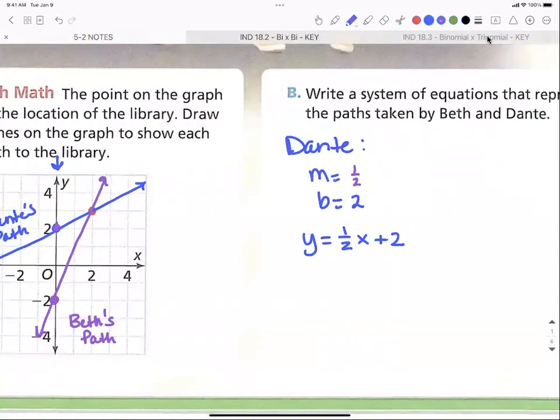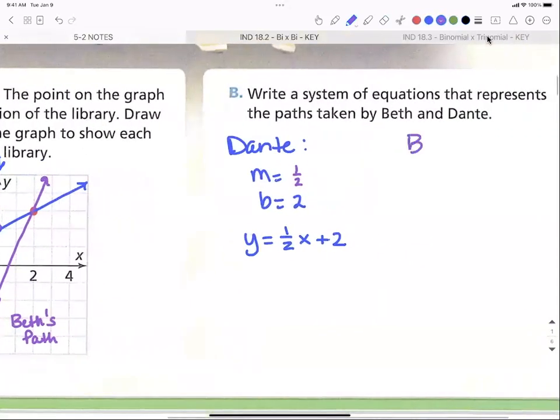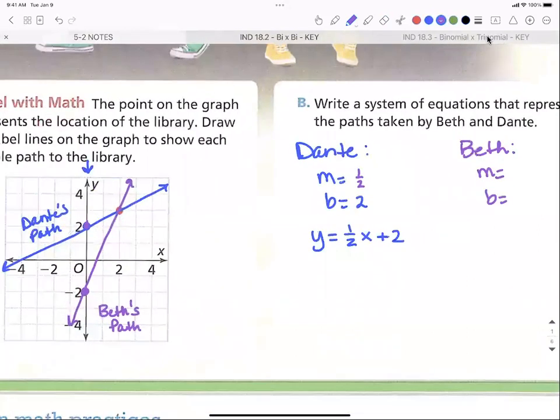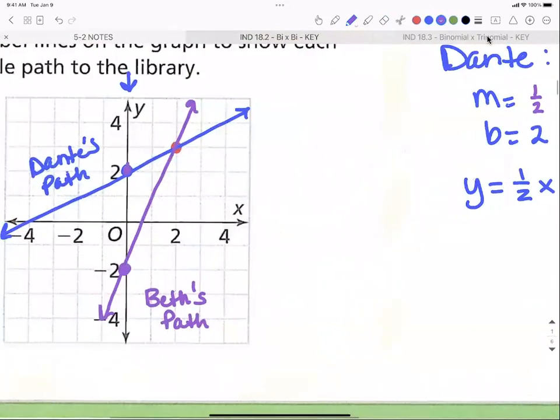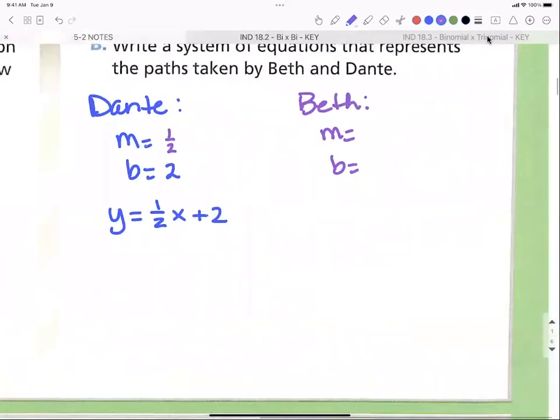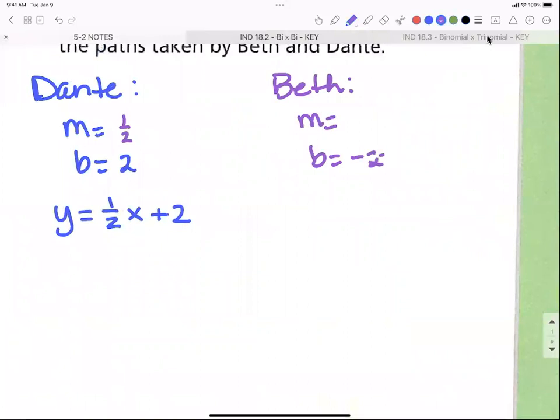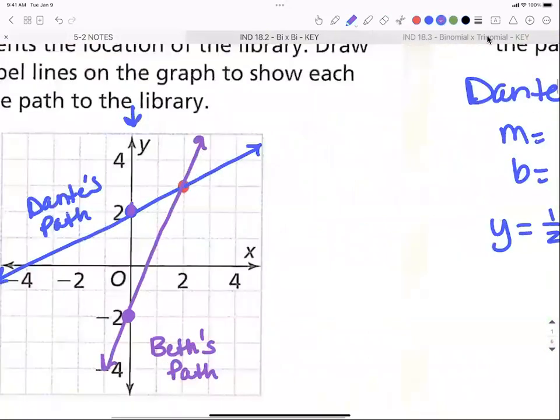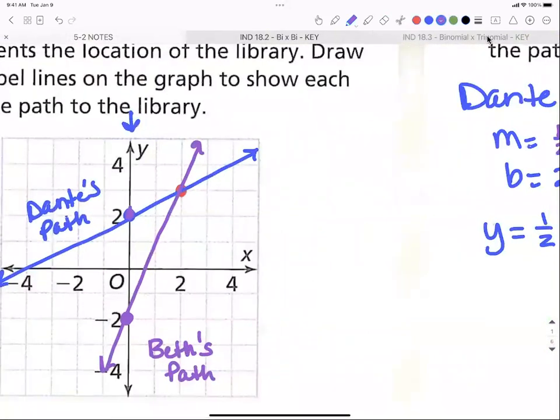Now we go to Beth's line. Okay, so we're going to come over here, and we've got Beth. And for Beth, we need an M and a B, just like we did Dante. And Beth's B is what? Good, -2. So Beth's B is -2. And we need to do the same thing for Beth as far as finding slope. So we're going to come back over here, and from the B up to the library, count rise over run. Somebody tell me what you get.